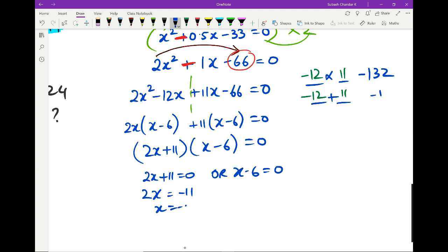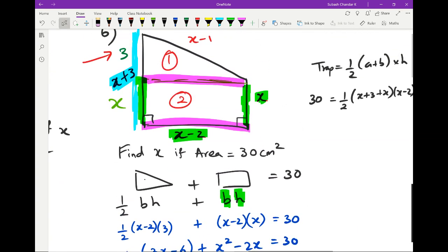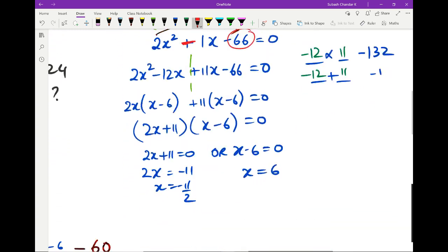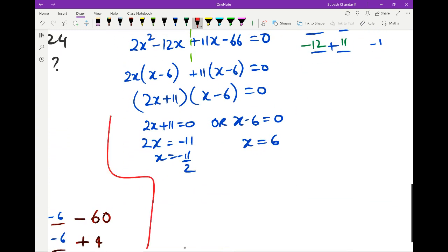And then x is equal to negative 11 over 2. Or on this side, we've got x equals positive 6. So if you go back to the question, one of the sides here was a positive x. So that means you can't actually have a negative value for x, and x has to equal 6.